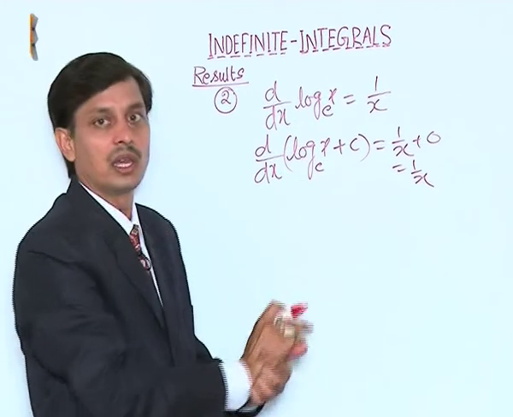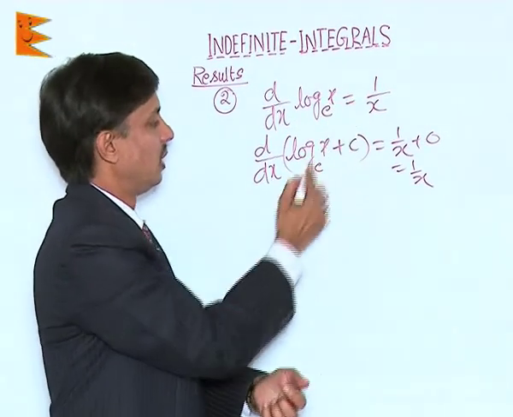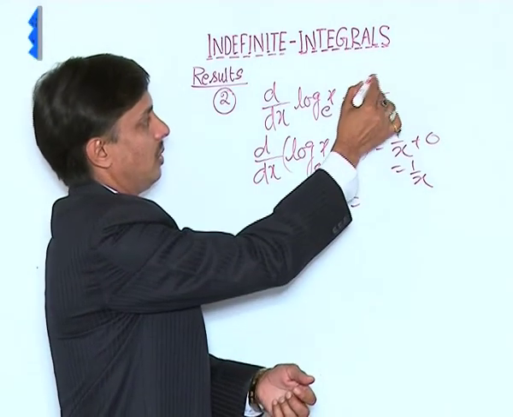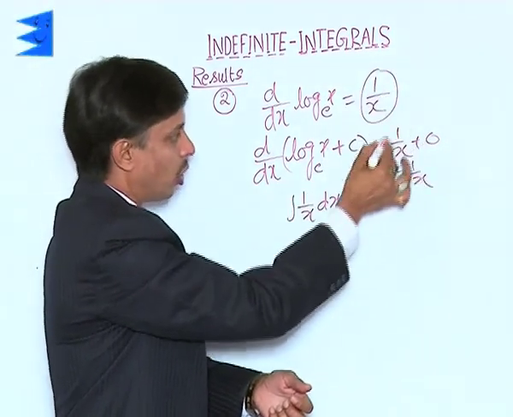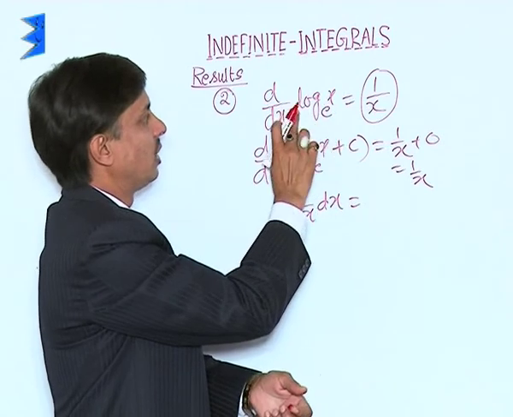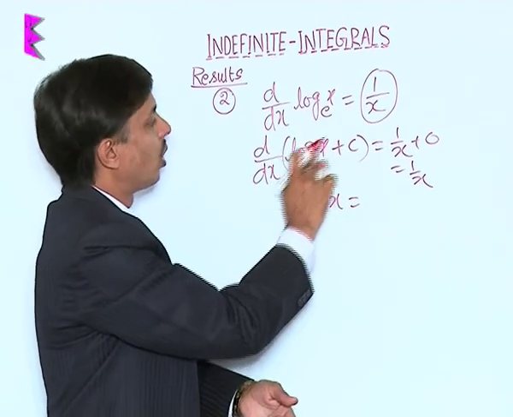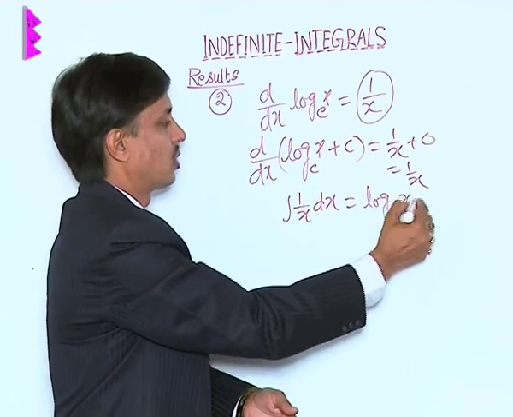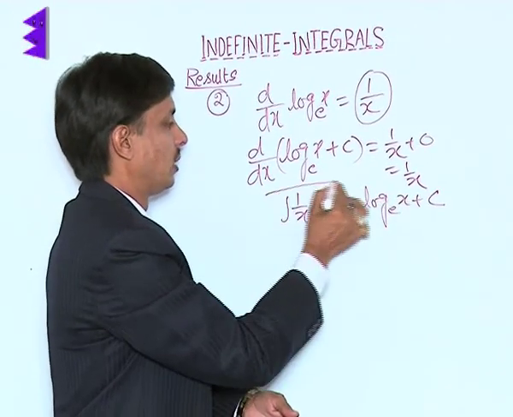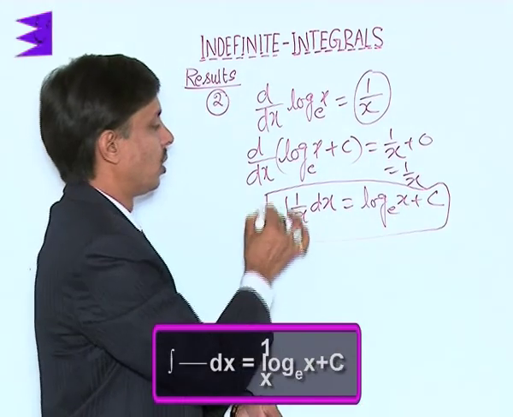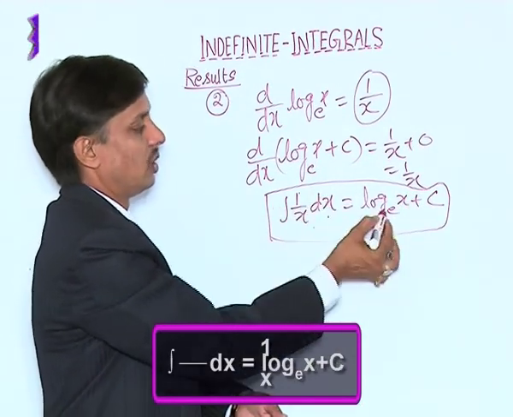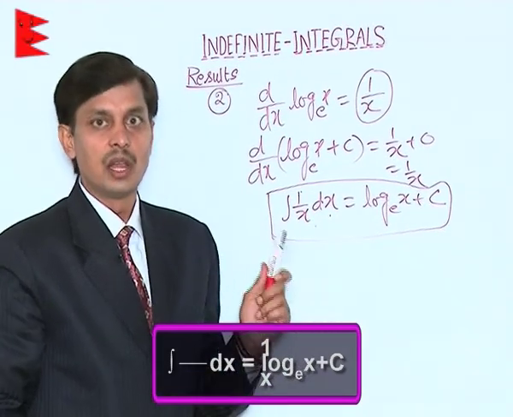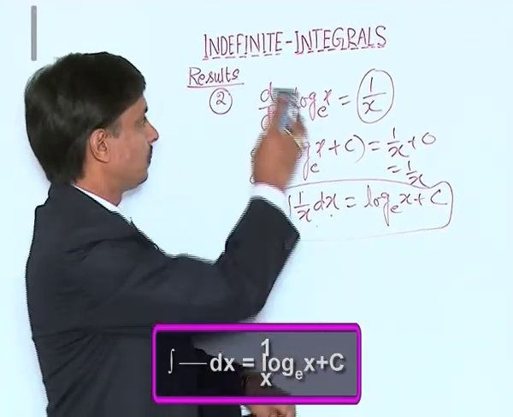And now with the help of these two, what can we conclude? We can say the integration of 1 upon x dx, either this or this, is either log x base e or log x base e plus c. We always take the integrating constant. So we will write that the integration of 1 upon x dx is log of x base e plus the integrating constant c.